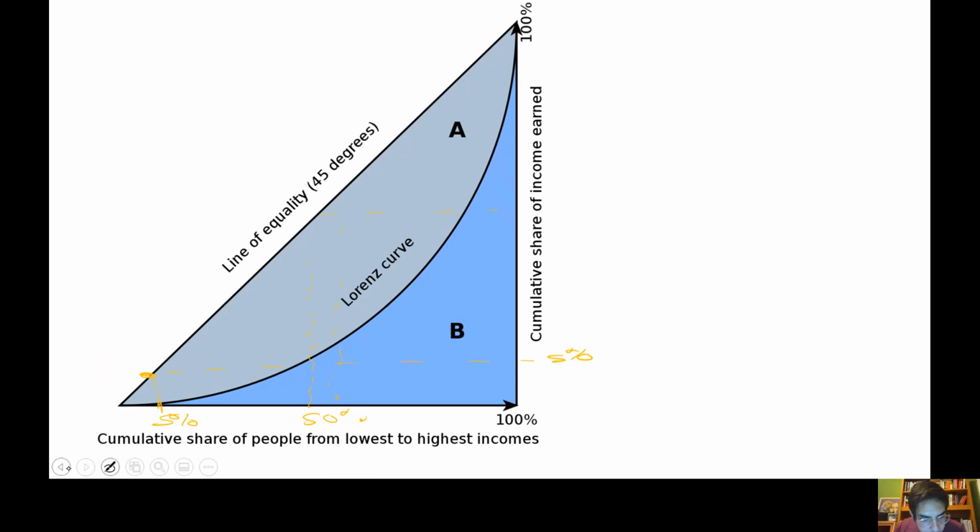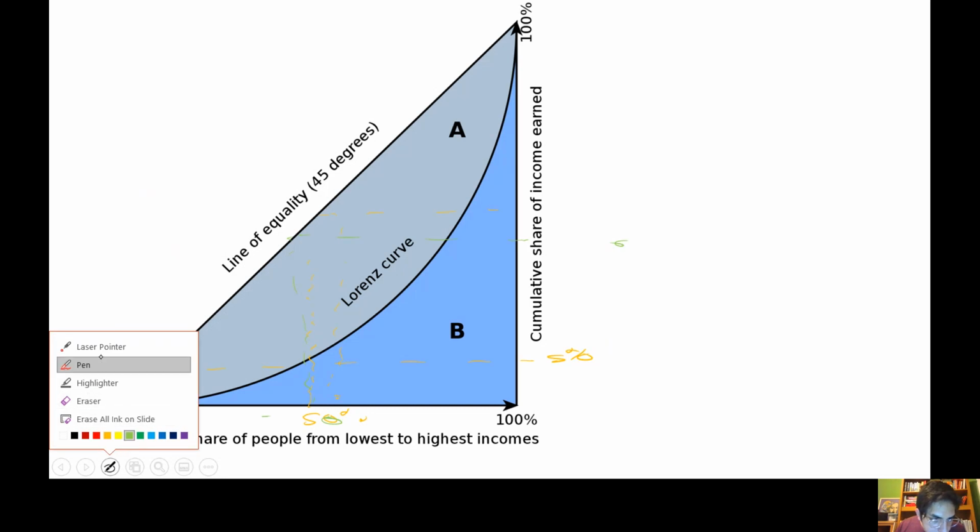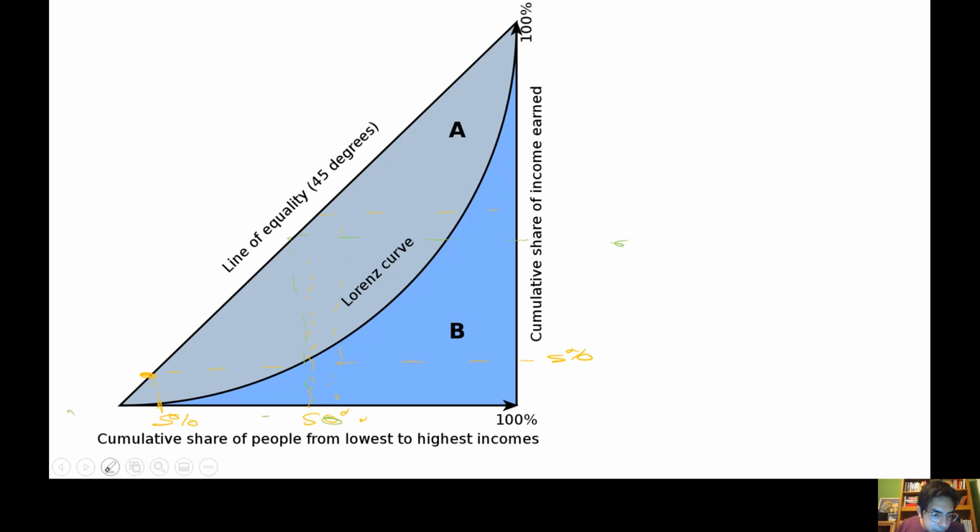I don't want to use my pen. Right, we can have 50%. We can show that they have approximately 50% of the income distribution of society, so on and so forth. I'll use a darker color, that makes a little bit more sense. Okay.